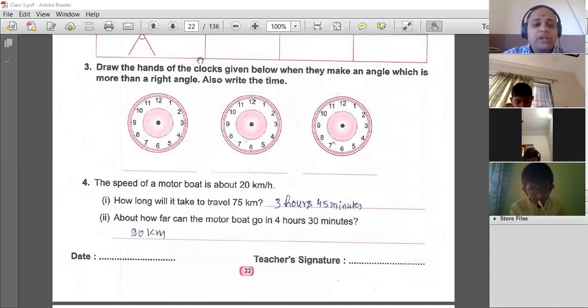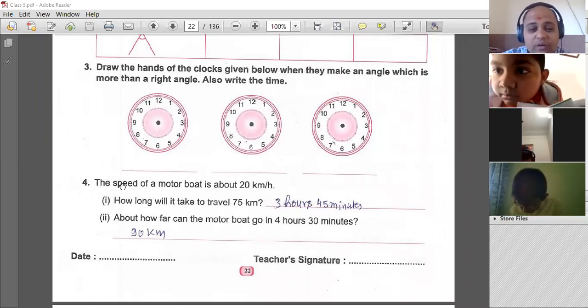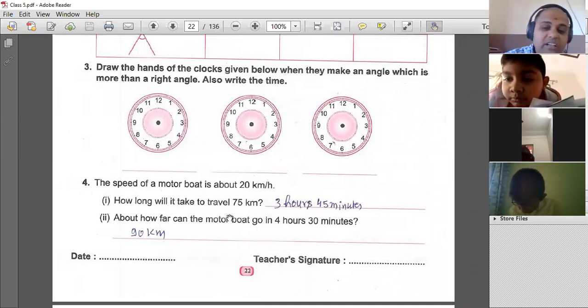Okay. The speed of a motorboat. Oh, this one is from chapter 1 last year. When we started this year in 5th standard, this is something which we started off with. If you remember, the fish tail. So I'm not going to show you how to do it. I want you all to solve this, and then come back to me.